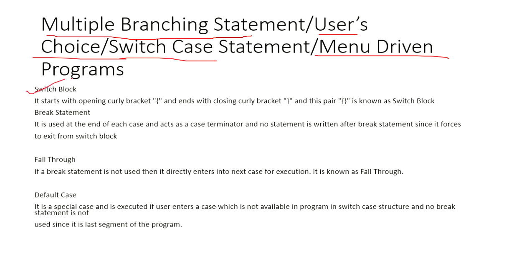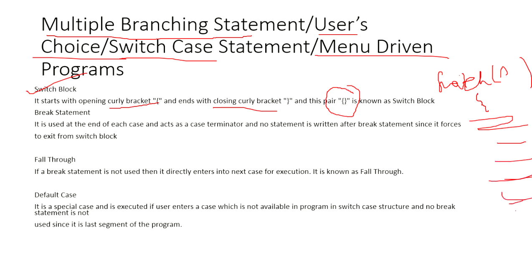First, you have to learn about the switch block. What do you mean by switch block? It starts with an opening curly bracket and ends with a closing curly bracket, and this pair is known as the switch block. That is, when you write a program, switch n, then you take a curly bracket, you write the statements, and at the end of the program, you close it. So that is known as the switch block.